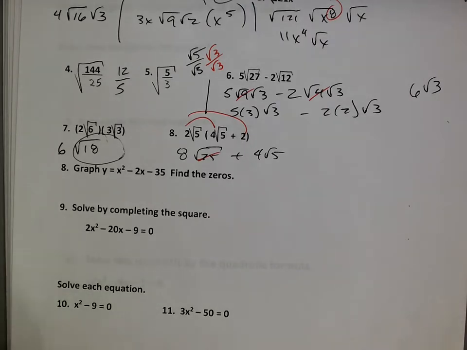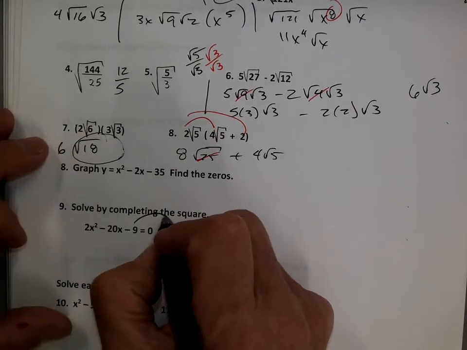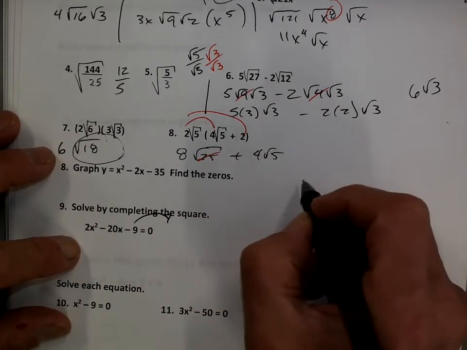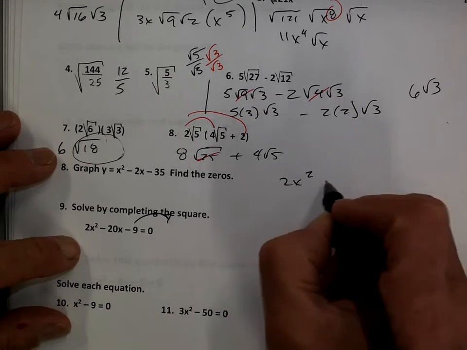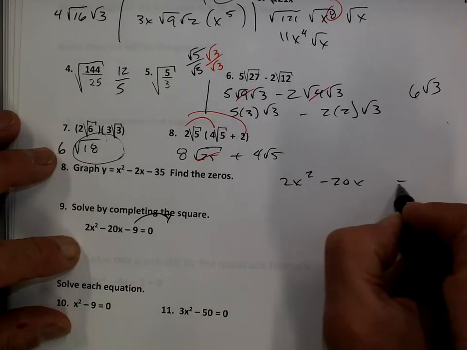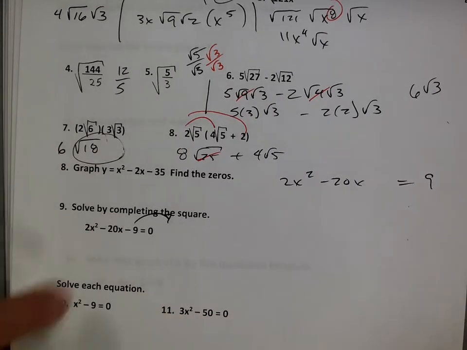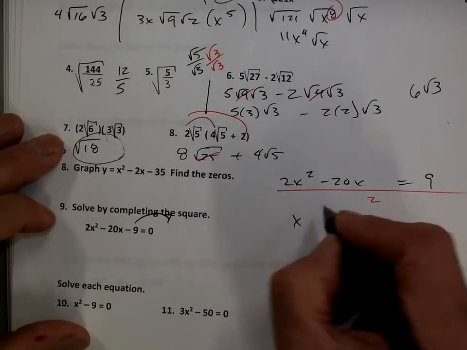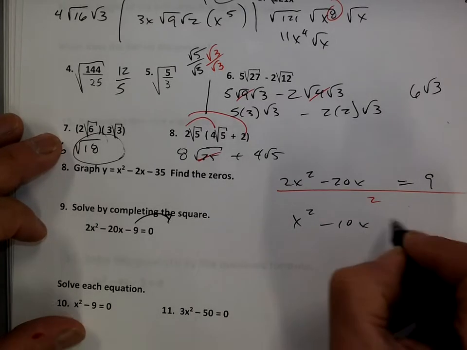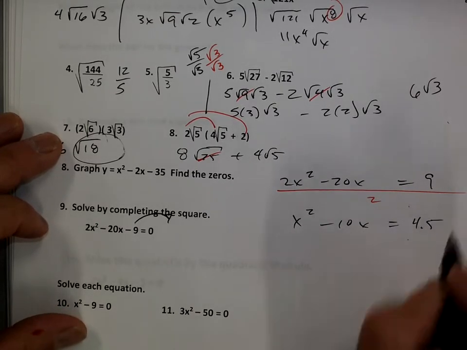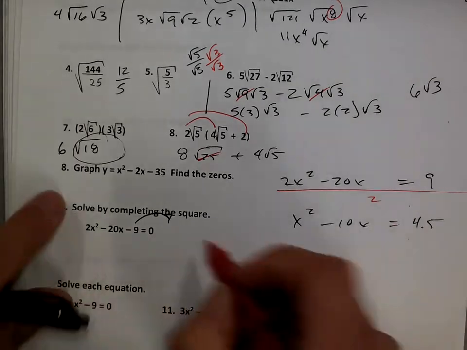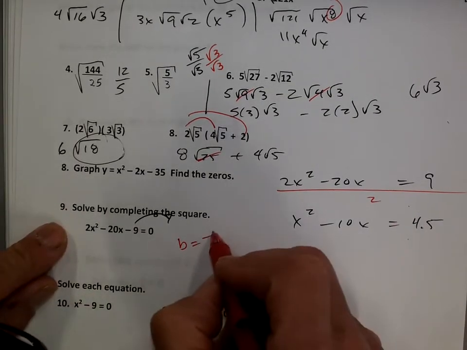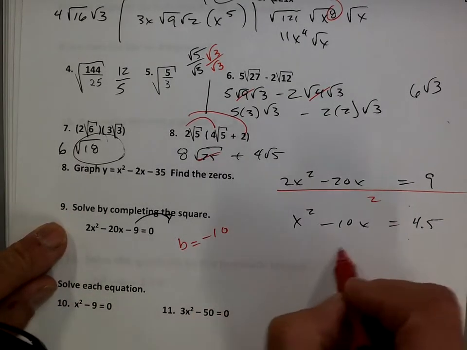Step 1, take c to the other side. So I'm going to do this work up here. I have a 2x squared minus 20x equals 9. Divide everything by 2 and I'll have an x squared minus 10x equals 4.5. Half of this, b, is negative 10. Half of that is 5.